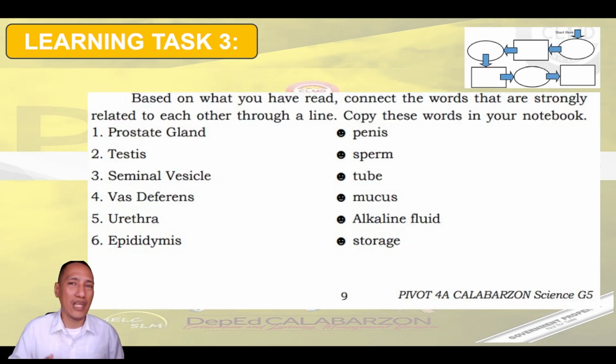And also, pagkatapos nyo dyan, there is a part there under learning task 3 rin na kailangan nyo mag-connect. Based on what you have read, connect the words that are strongly related to each other to a line. Copy these words in your notebook. 1 to 6 are the parts of the reproductive system ng lalaki. I-connect nyo lang sila doon sa kabila kung saan sila may kinalaman.